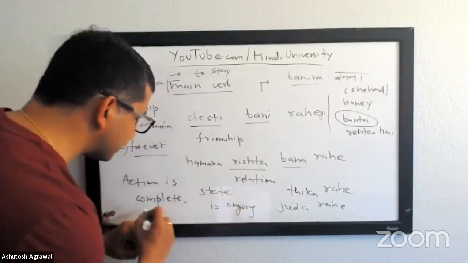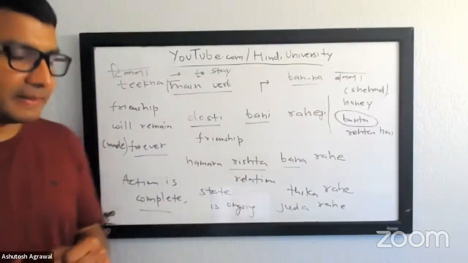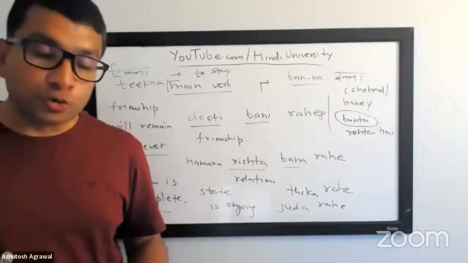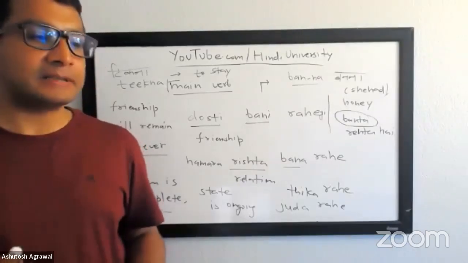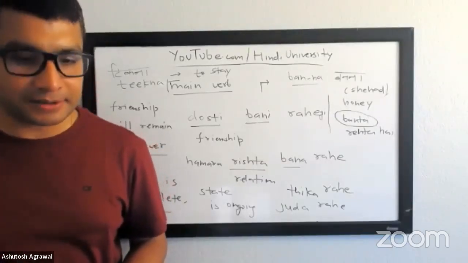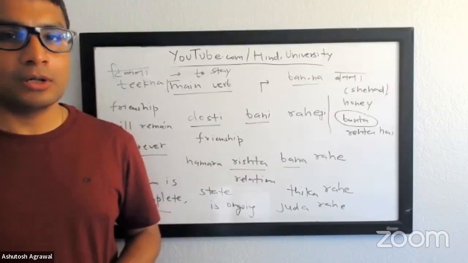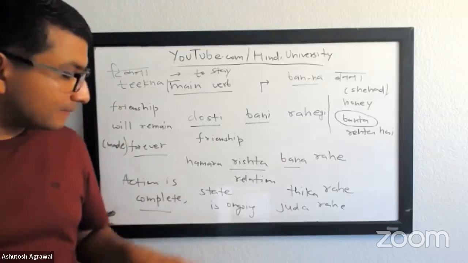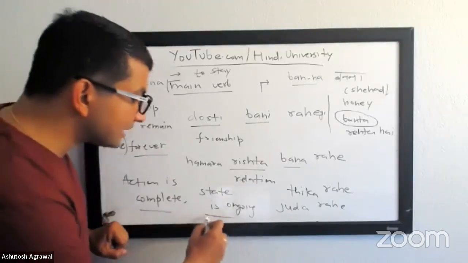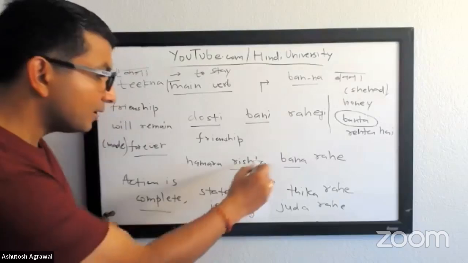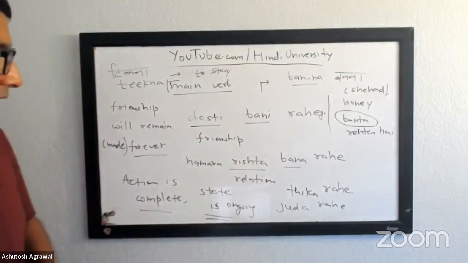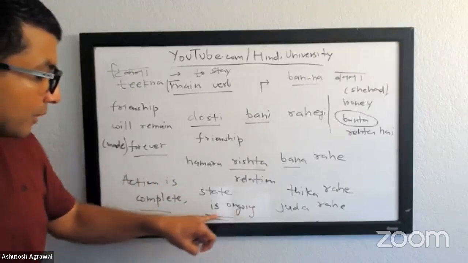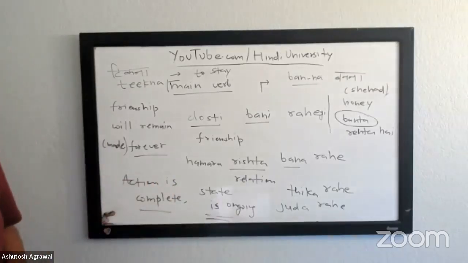So why is the action complete? Because that's the basis of the perfective participle form. When you use the imperfective participles, that means the action is incomplete, it's not done yet, versus the perfective participle where the action is complete. So what is the continuity then? It's basically the state. Just like this, like rishta bana rahe, right? You want to express the continuity in the state of it.